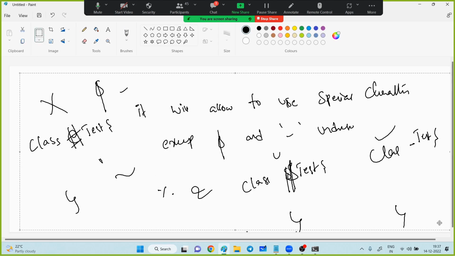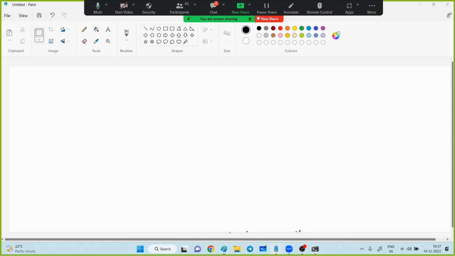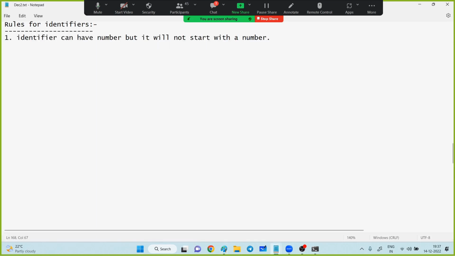First we'll write that point, then we'll see the example. Now see here the second one.